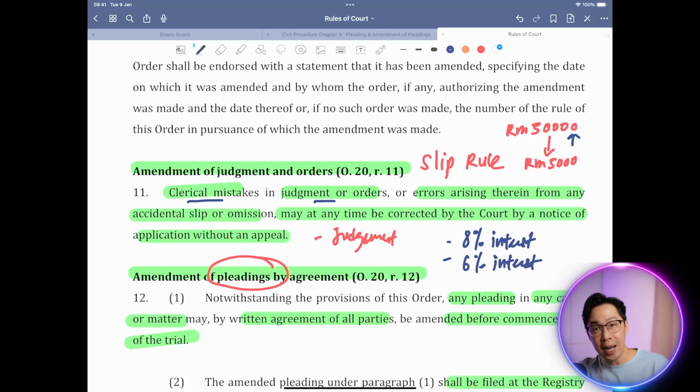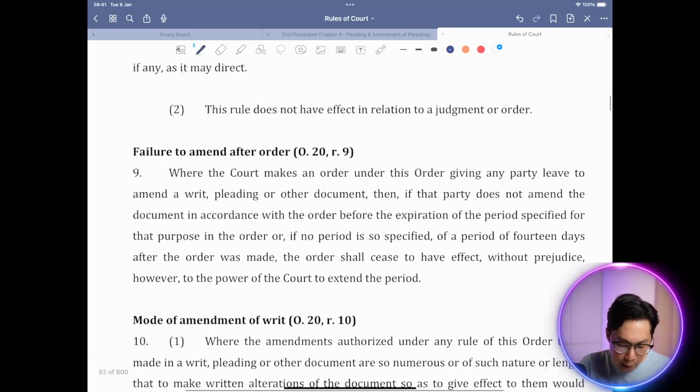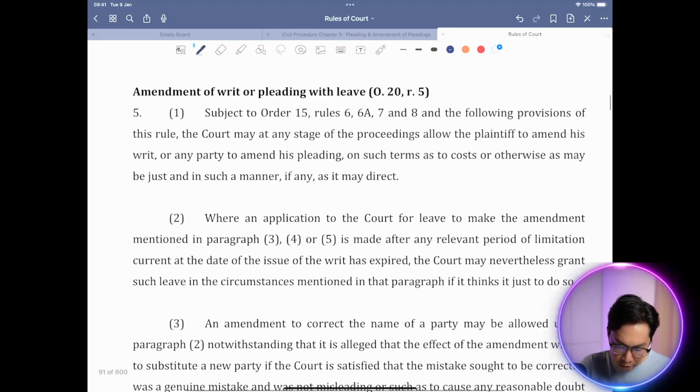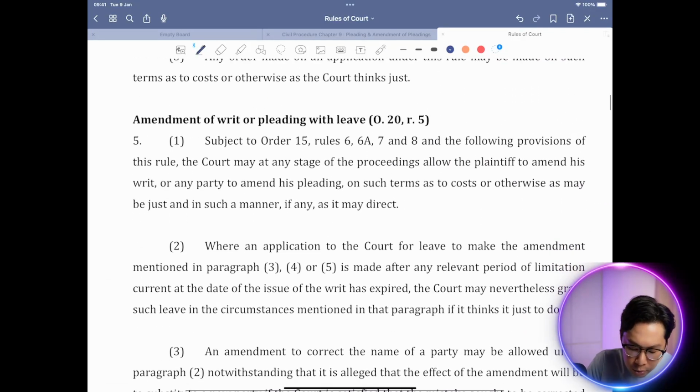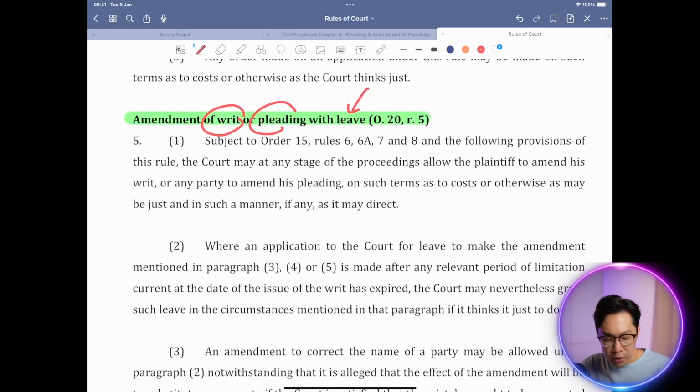I will explain like this first, because when we do judgment, we will come more to this, and there is a case there. So take it as it is first. Now let's come back to Order 20 Rule 5. Order 20 Rule 5 here is regarding amendment of a writ or pleading with leave, subject to Order 15, Rules 6, 6A, 7 and 8.